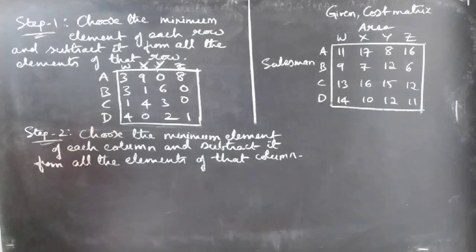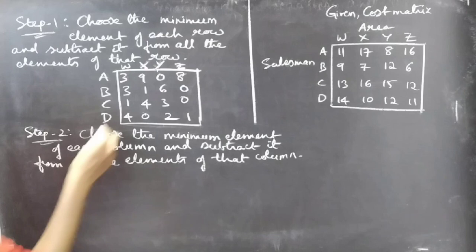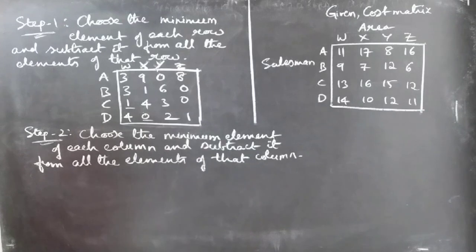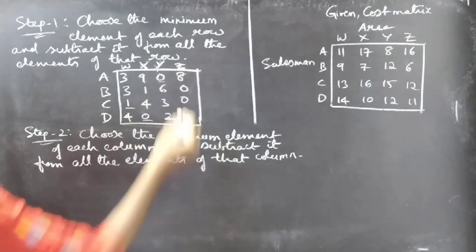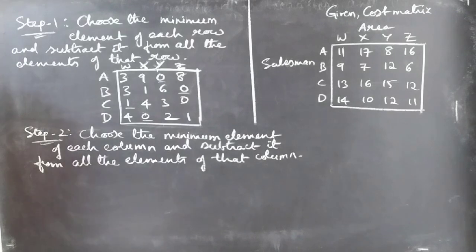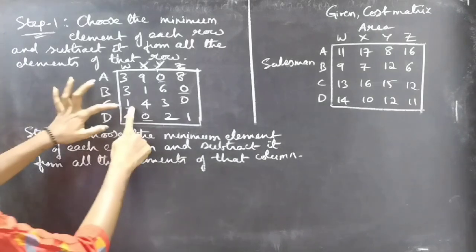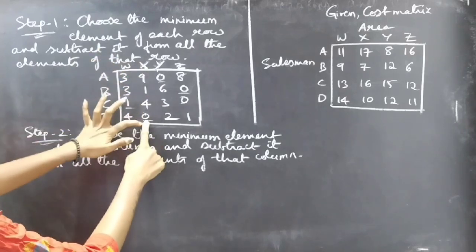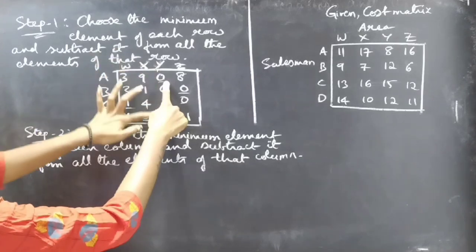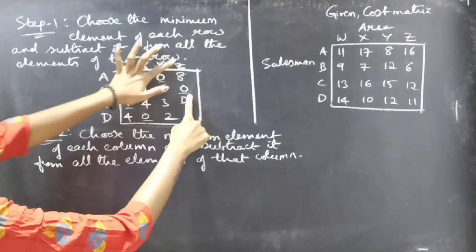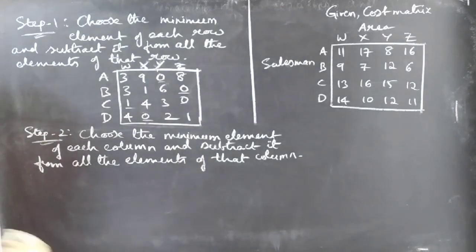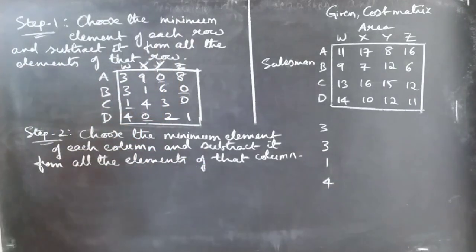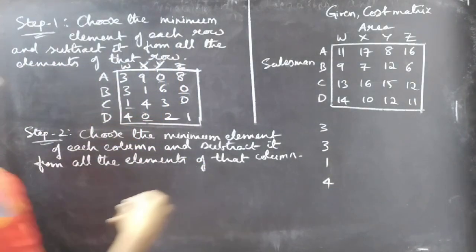So let's pick the minimum element of each column. Consider W. In W, 1 is the minimum element. In X, 0 is the minimum element. In column Y, 0 is the minimum element. And in Z, 0 is the minimum element. So we have to subtract 1 from all the elements of W, and subtract 0 from all the elements of X, Y and Z columns. Now coming to the W column, we have 3, 3, 1, 4 and the minimum element is 1. So we'll subtract 1 from all these elements.